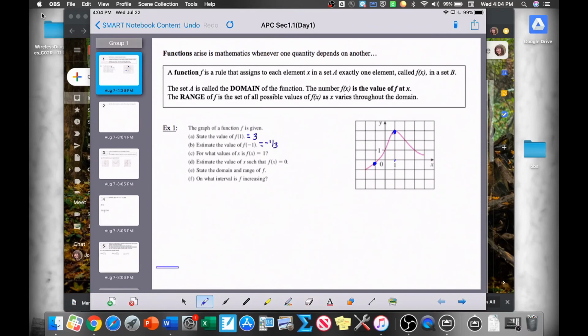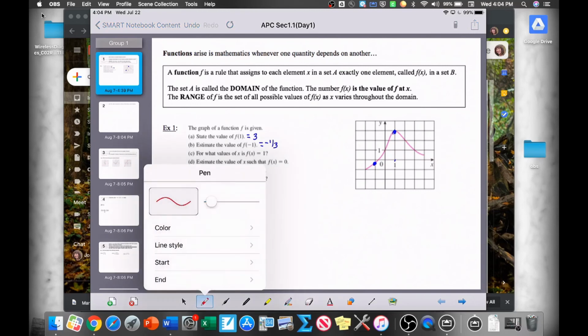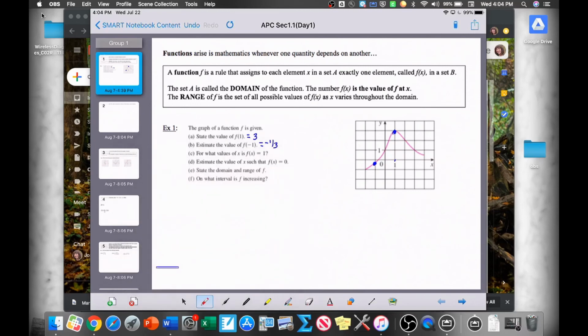Letter C, for what values of x is f of x equal to 1? That's asking when is the height of the graph, or the y value of the graph, at 1? I'm going to switch colors here. It looks like our graph is 1 right here, and again it has a height of 1 right there. So what values of x produce those values of the function? It looks like when x equals 0 and when x equals 3, we get that height of 1.